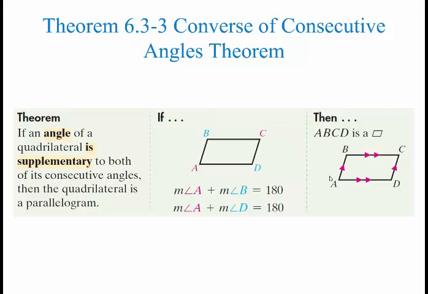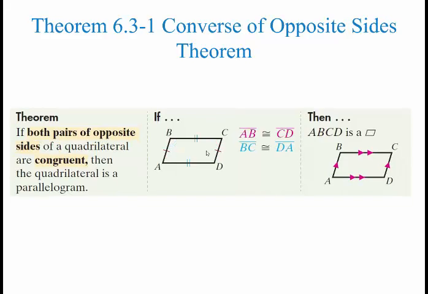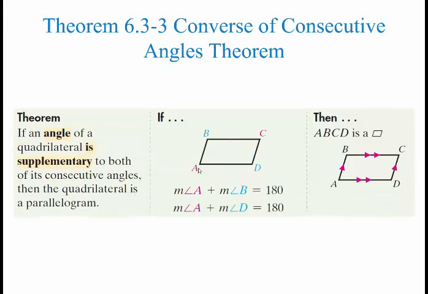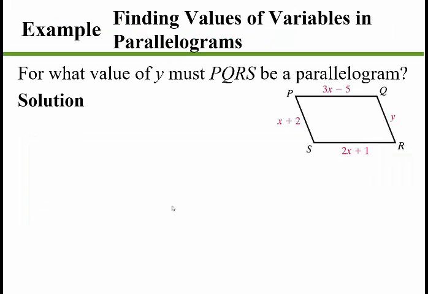So there's three ways that you can show that if you have a quadrilateral that it's a parallelogram: by its opposite sides being congruent, by its opposite angles being congruent, or that both its consecutive angles for any angle sum to 180 degrees.